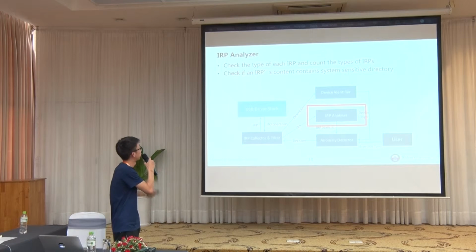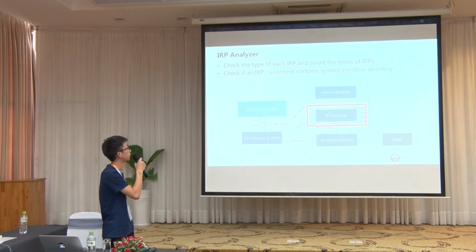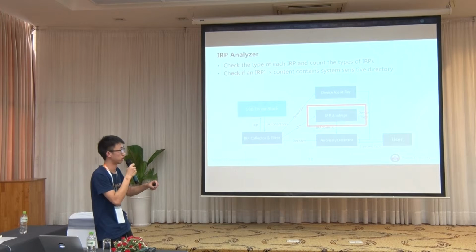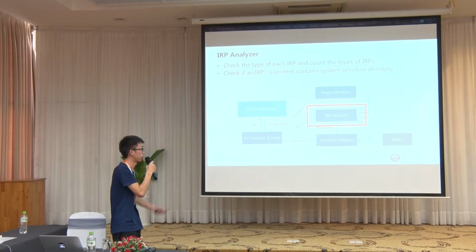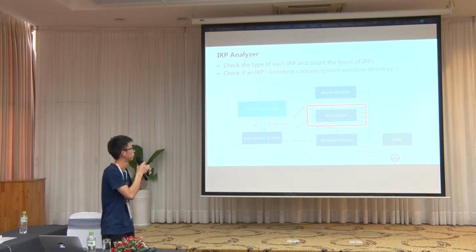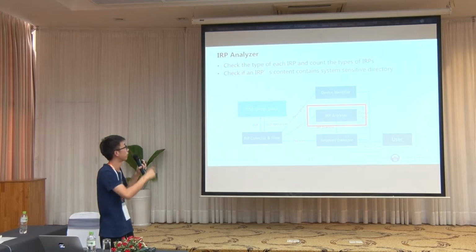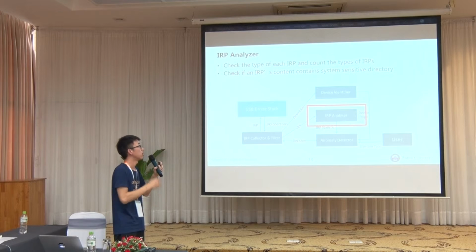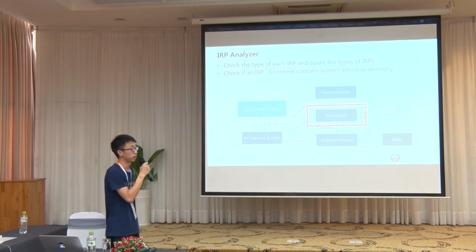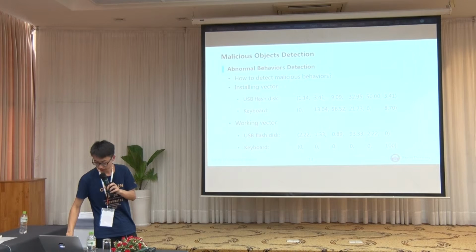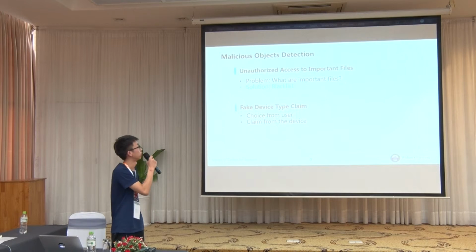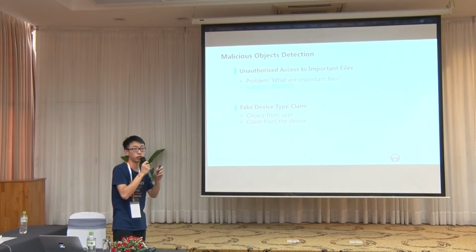And finally, the analyzer will check the type of each IRP. That's just the transformation. It will transfer the original IRP information into the IRP statistics. And then it will check if an IRP's content contains a system-sensitive directory. That's what we talked about here. Well, we use a blacklist to know whether it's an important file.